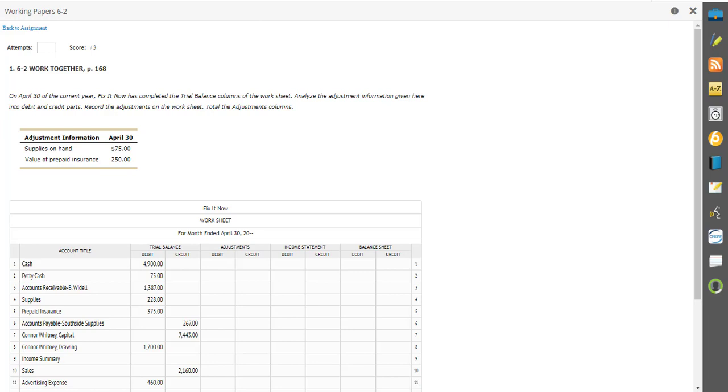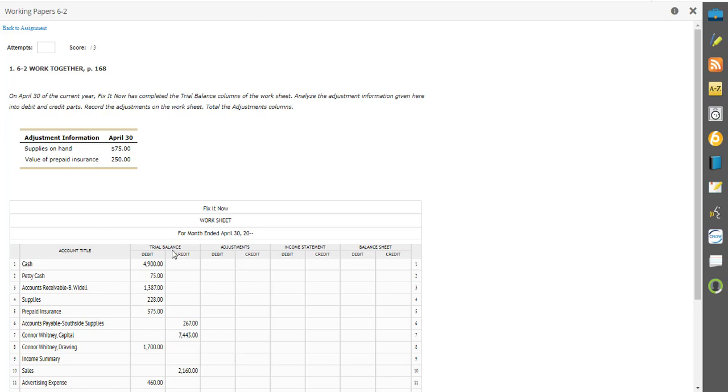So when we buy supplies, we record it as a debit to an asset and a credit to our cash. At the end of the fiscal period, we have to go through and do inventory. When we count inventory, we take a look at what supplies we have. And we have used up some of them. So that physical count of our supplies is going to tell us actually what we have on hand.